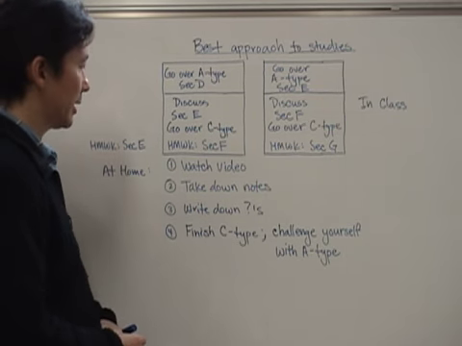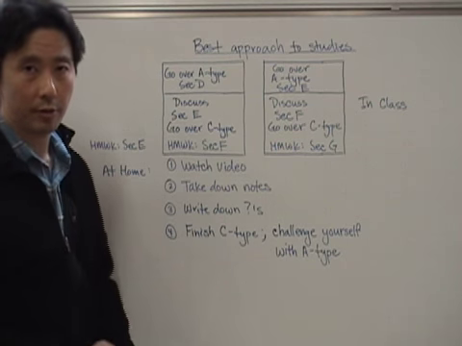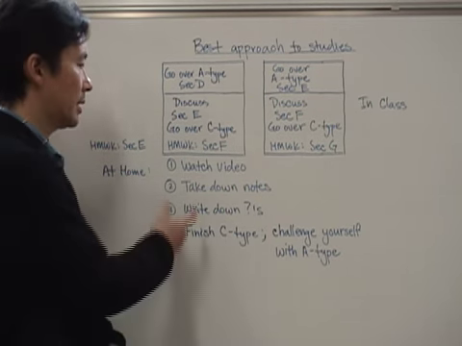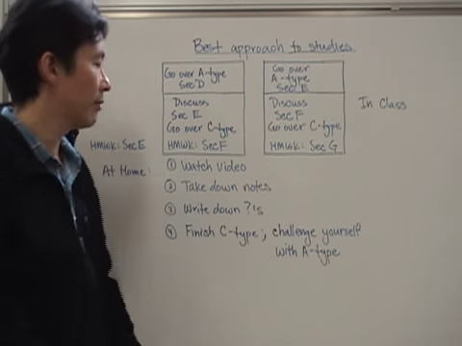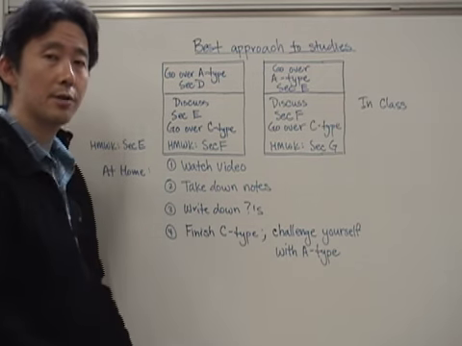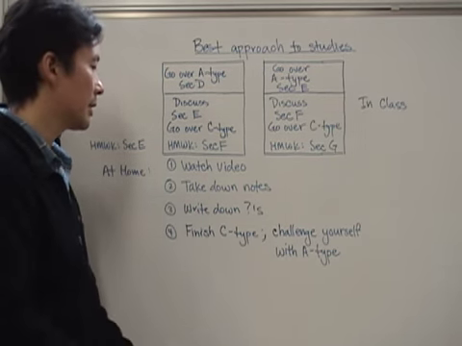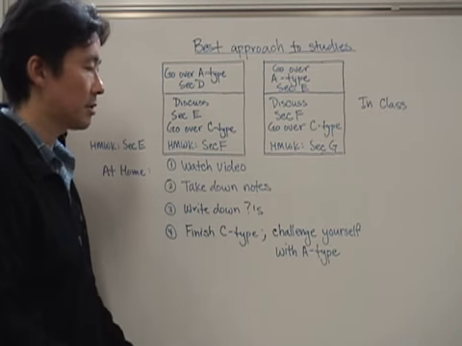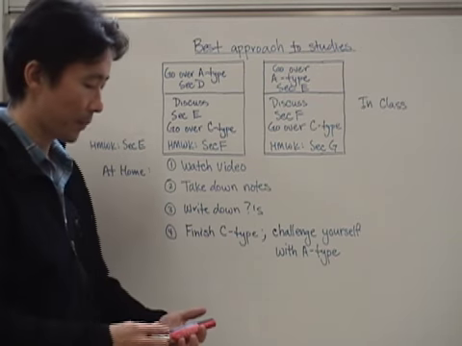Now let's go ahead and take a look at some of the things that you need to do at home first. Okay, first thing of course, you need to watch the video. You need to take down some notes based upon the video. Write down any questions you have about the video and the contents. And then finish any C-type questions and challenge yourself with the A-type questions as well.